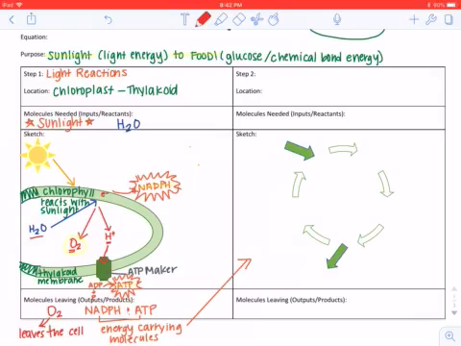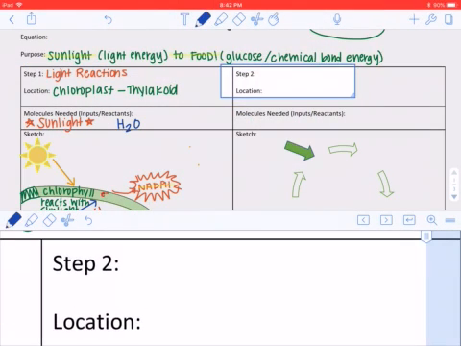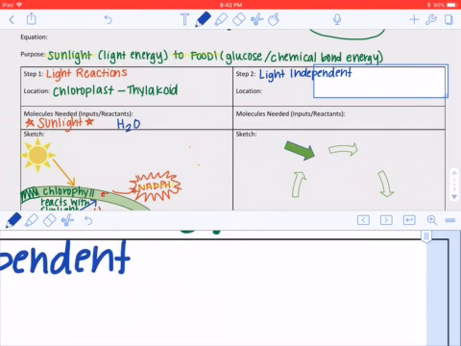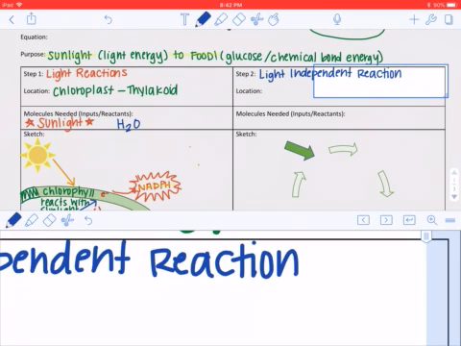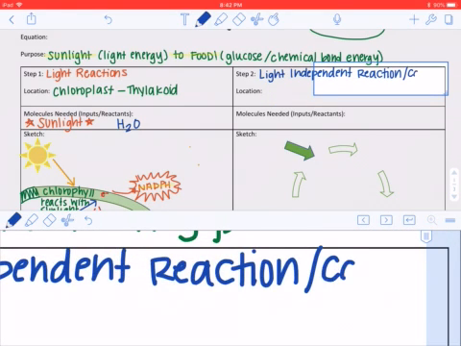was the light reactions. Step number 2 is going to be the light-independent reactions, otherwise known as the Calvin cycle. They're called light-independent reactions because it doesn't need to have sunlight hitting in order for these steps to happen. We need the parts from the light reaction, but we don't need sunlight for this step.